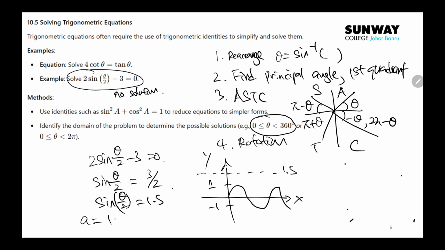It can also be verified if you try to apply the inverse sine of 1.5. You're getting a math error. So that's the reason why you are not going to get an answer for this question.